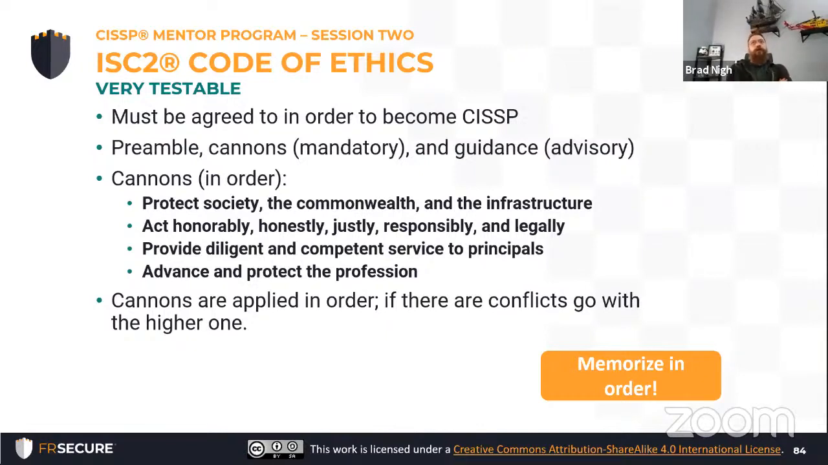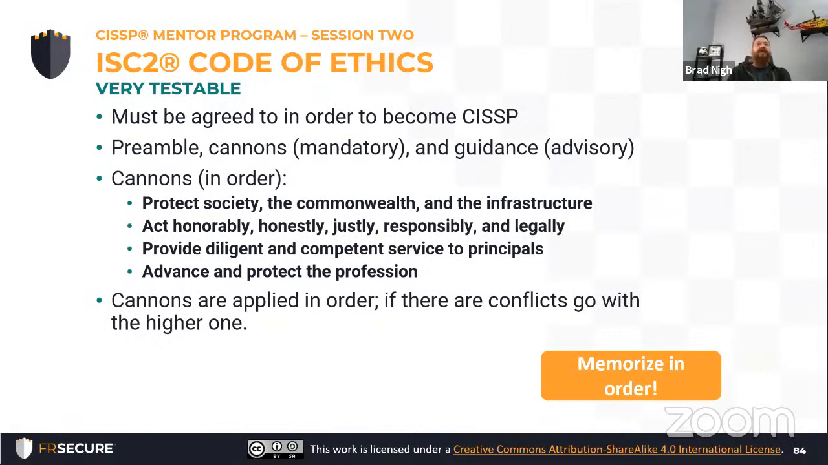And so you've got the preamble, the canons, which are mandatory. You have to agree to them, and then the guidance, which is just the advisory. So the canons, and again, it's applied in order. They'll give you a scenario and then say which is the most correct. And you're like, they're all correct. Well, the reason being, go with a higher one, right? So if they give you that, we'll talk to it.